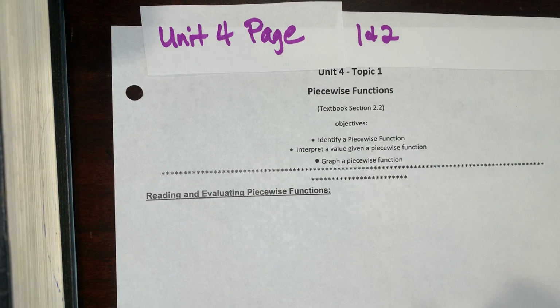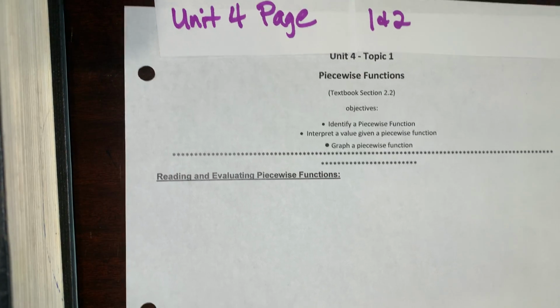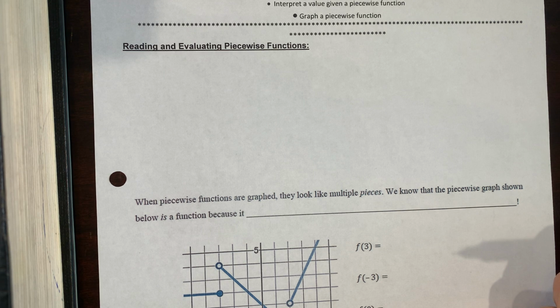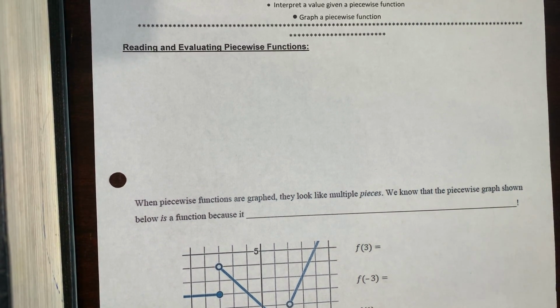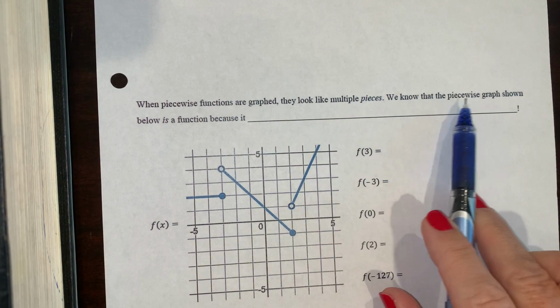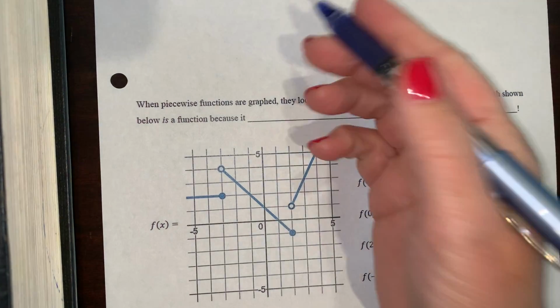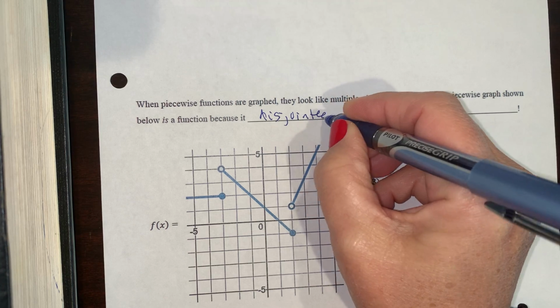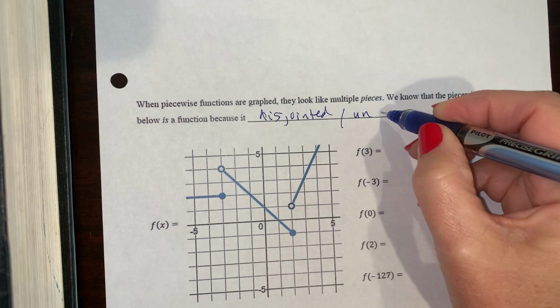All right, chapter 4, this first section is on piecewise functions. A piecewise function is disconnected, so you just have to look at each section piece by piece, and that's hilarious. When a piecewise function is graphed, it looks like multiple pieces. We know it's a piecewise below because it is disjointed, or basically unconnected.